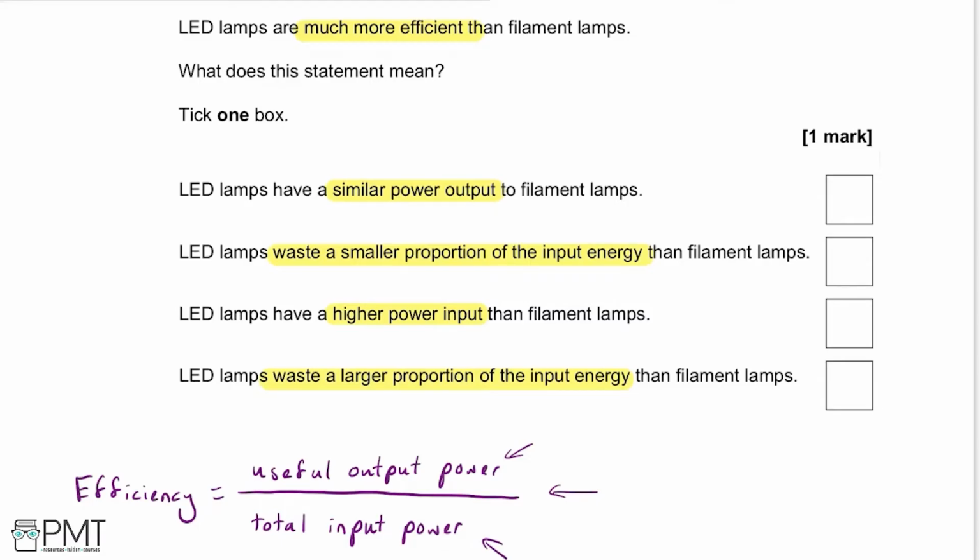If there is a higher percentage of useful output power, and so a higher efficiency, then there is a smaller percentage of the power or the energy that is being wasted. So, for example, if the useful output is light for a lamp, then the wasted energy will be wasted as heat or sound sometimes. So there is less energy wasted, or a smaller proportion wasted, which is what is said for the second statement. And so we can tick there.